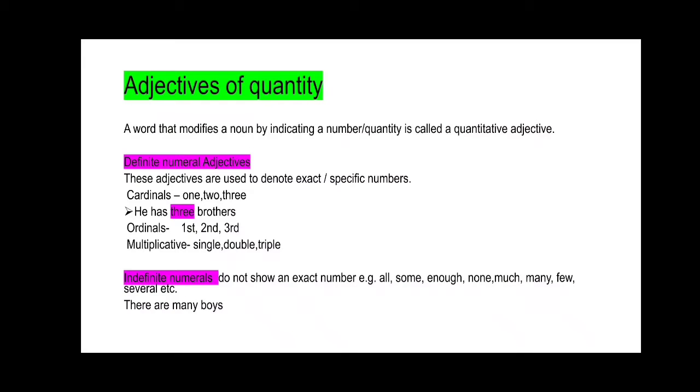This can also be indefinite numerals. These do not show an exact number. Example: all, some, enough, none, much, many, few, several, etc. For example, there are many boys. Here it is not showing an exact number.